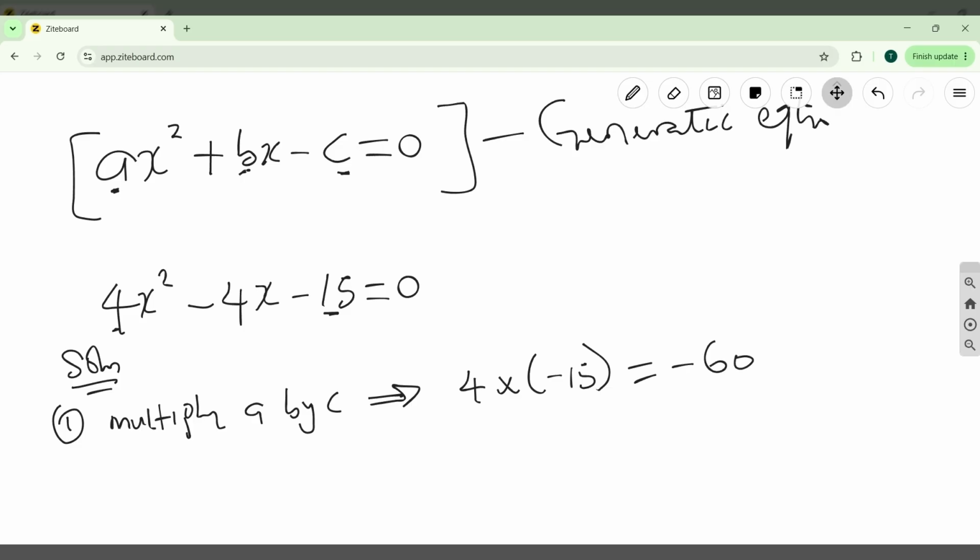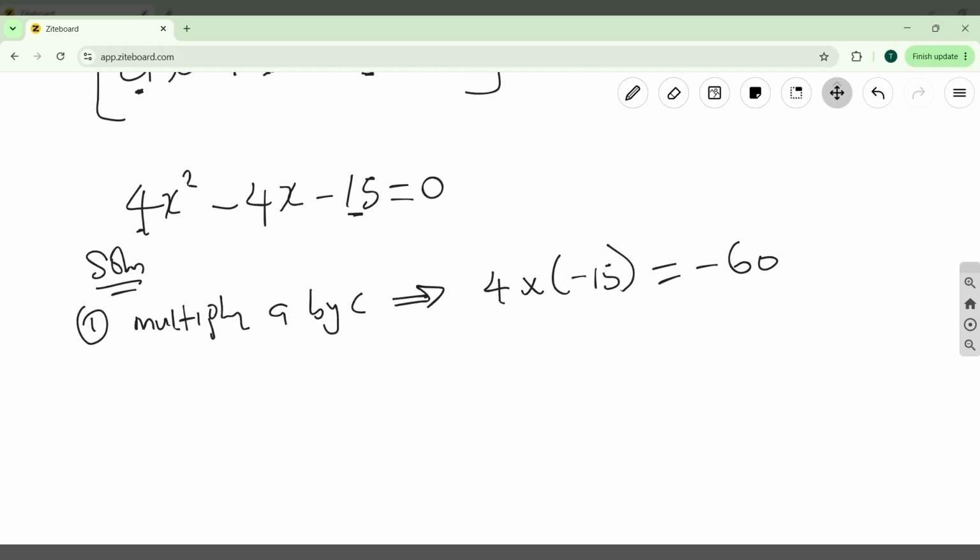And now the second step is to look for two numbers such that when I multiply these two numbers, I will have negative 60, and when I sum these same two numbers, I will have negative 4. Now, this is what I teach my students who find it difficult to look for those two numbers, because this is where students get stuck. Sometimes it becomes really difficult to come up with those two numbers. Here is an easy trick I teach my students to find those two numbers.